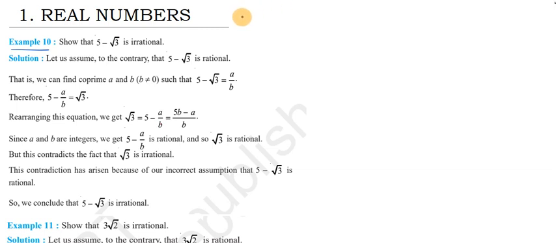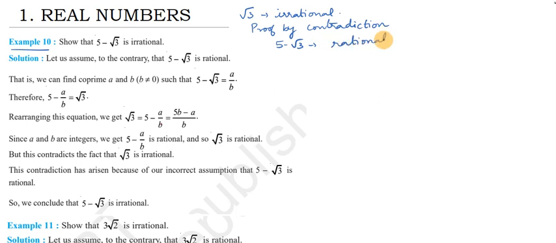What we already know is that root 3 is irrational, as we learned from the previous videos. Now they want us to prove that 5 minus root 3 is irrational. Whenever we have to prove something like this, we use the proof by contradiction method. Contradiction means that to prove it irrational, we consider 5 minus root 3 to be rational.